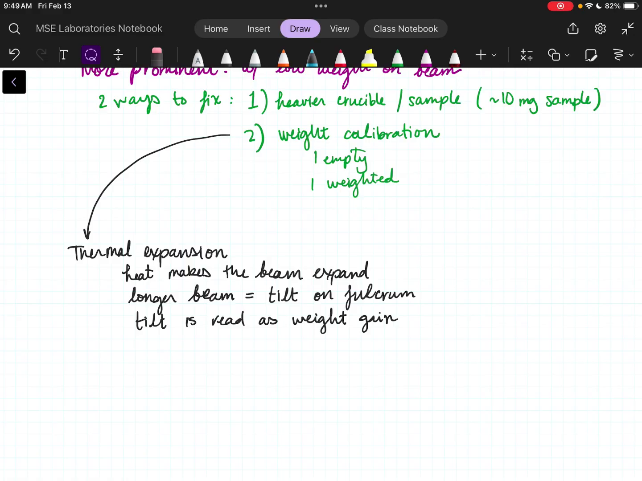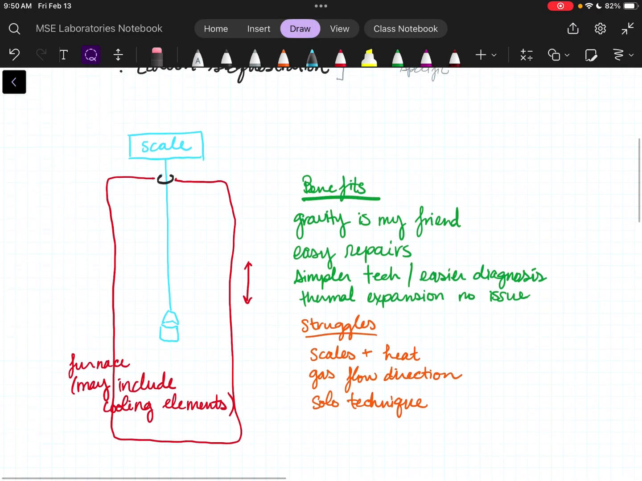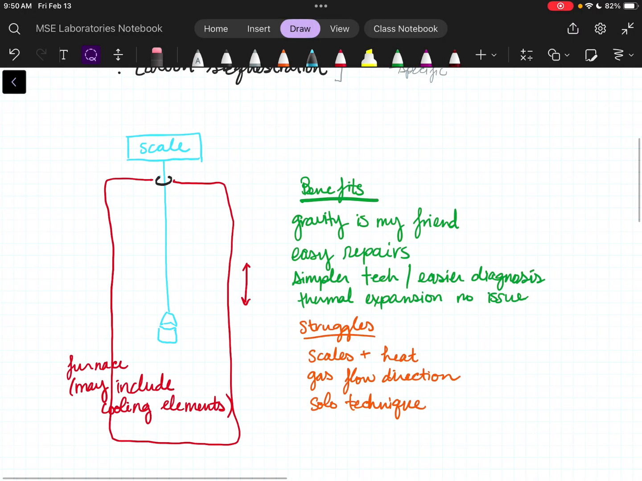So the weight calibration serves sort of this dual purpose, where the weight calibration is going to also zero out that thermal expansion, because the instrument knows when it's running this weighted test here, it has a constant weight. And so any expansion or any increase in that weight that it reads can be zeroed out, essentially.